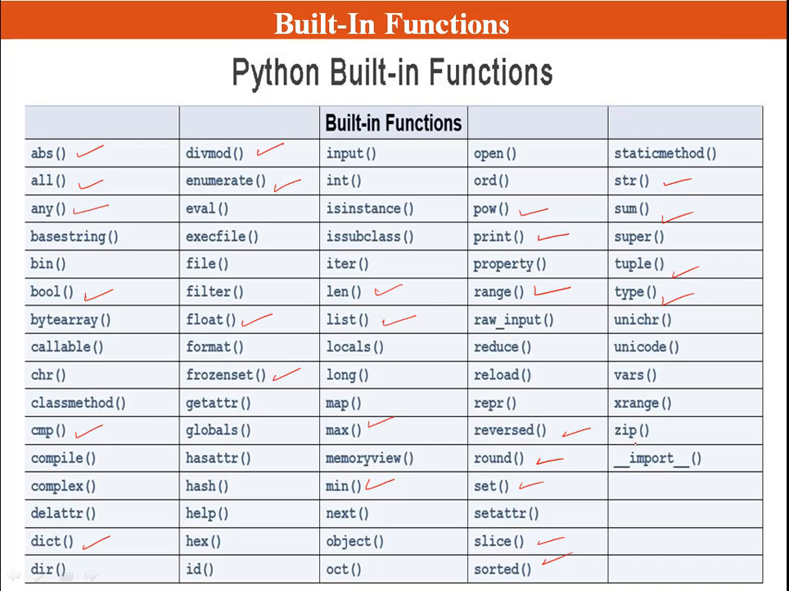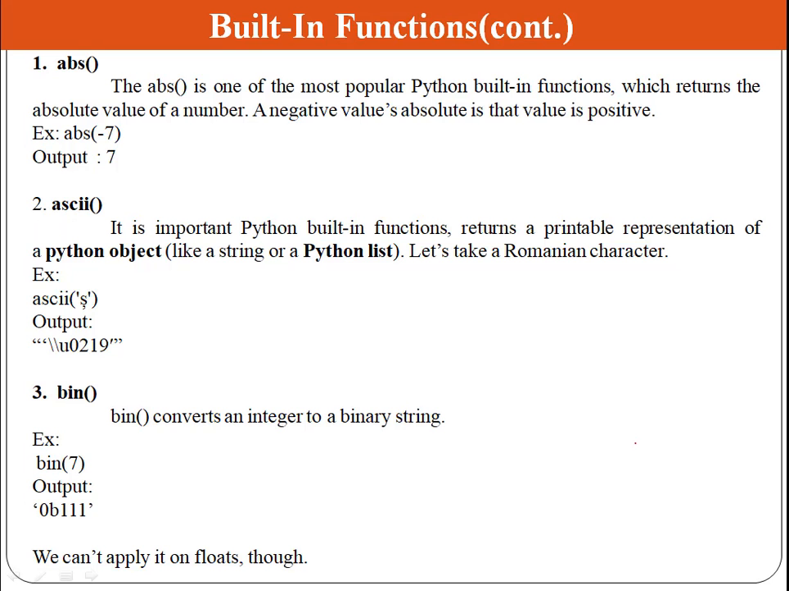that we need not bother how they have been programmed, but we need to understand how we can use it, how we can call it, how we can pass the arguments in it so that our purpose is solved. So absolute, we have already seen, is one of the most popular Python built-in functions, which returns the absolute value of a number. For a negative value, the absolute is that value made positive. So absolute of minus 7 we have seen over here, it is giving us 7. So it is giving the positive value.